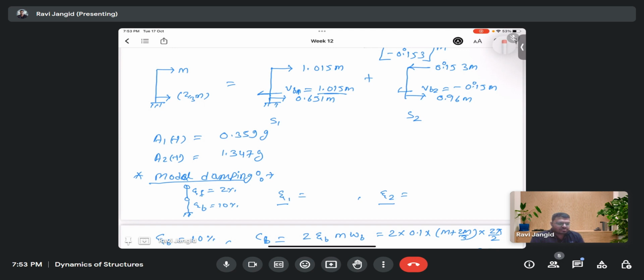T1 is 0.089. T2 is 0.178. Like in the omega one was the 22 and the omega two was the 44. Omega 1 is 22.36. Omega 2 is 44.721. Yes, we got T1 is 0.089 and T2 is 0.178. 0.281 and the 0.114. Okay.